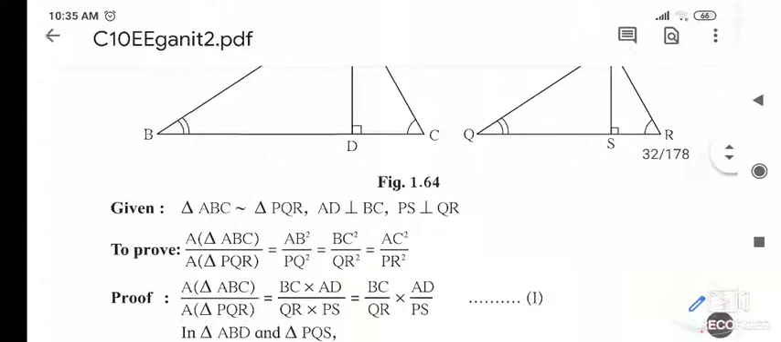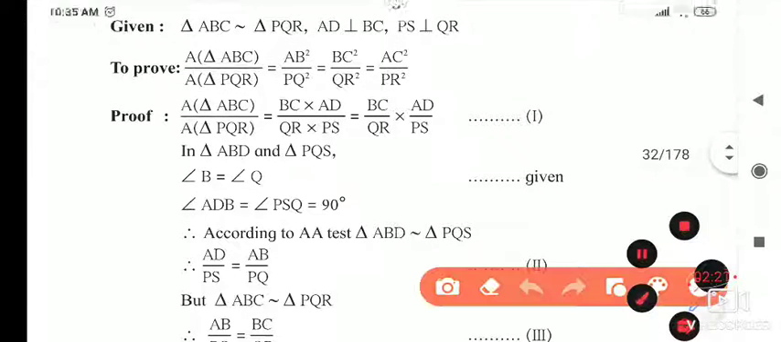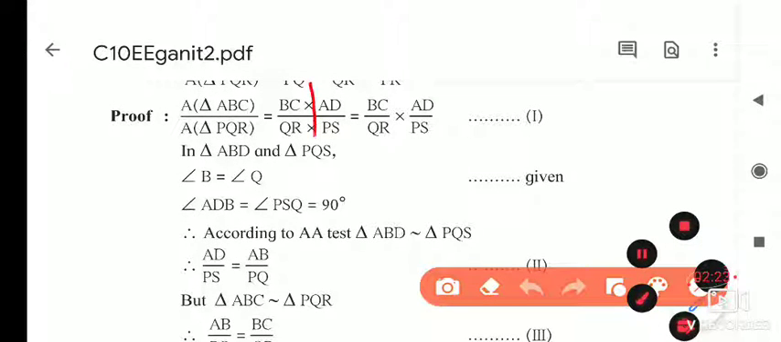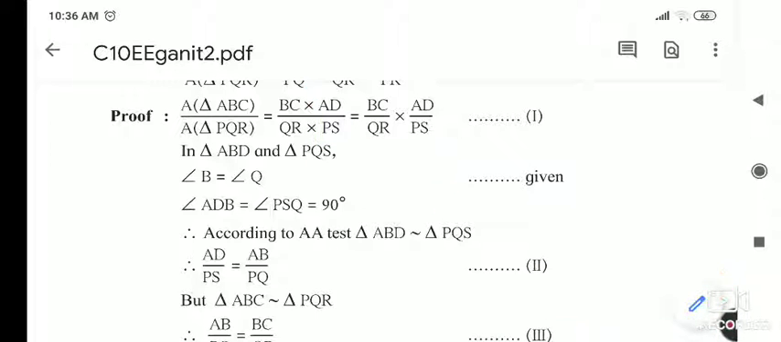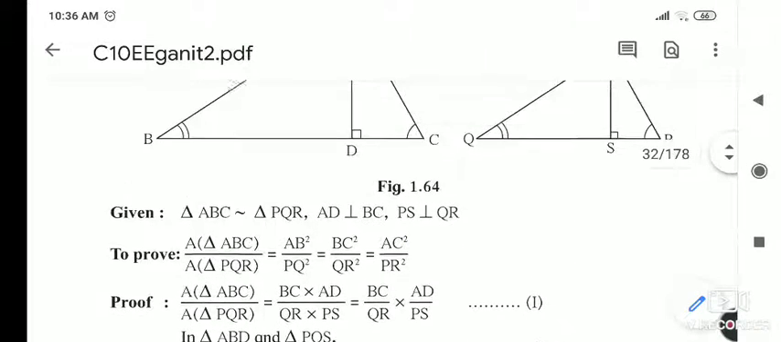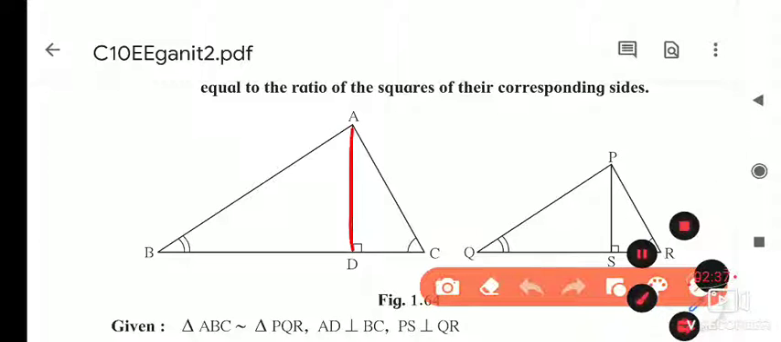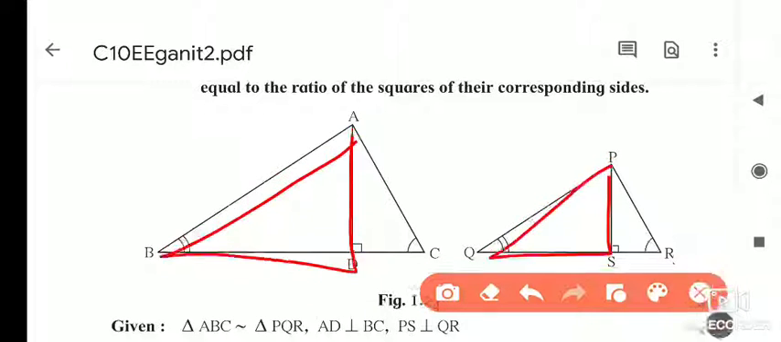So the next step is that we have to separate this: BC upon QR, and separately AD upon PS. Just write it separately. After that, we have to show that these two triangles, ABD and PQS, are similar. Here it is triangle ABD and here it is triangle PQS.